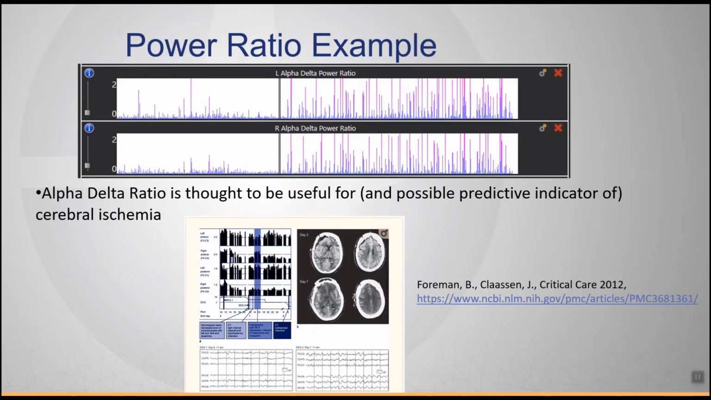I don't have a vasospasm example. The reference below is a published article on alpha delta ratio.